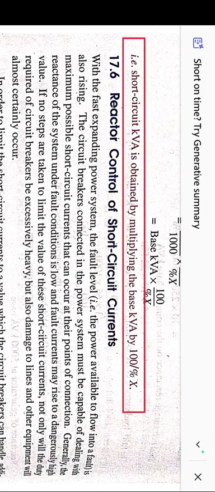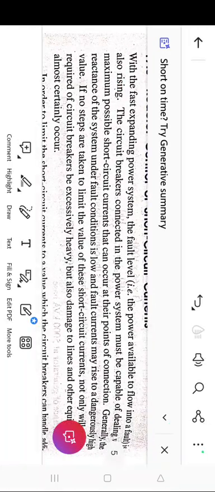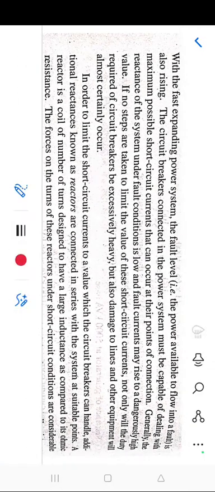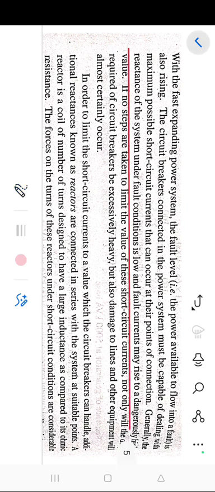Reactor control of short circuit current. With the fast expanding power system, the fault level, the power available to flow into a fault, is also rising. The circuit breaker connected to the power system must be capable of dealing with the maximum possible short circuit current that can occur at its point of connection. Generally, the reactance of the system under fault condition is low, and fault current may rise to a dangerous high value.